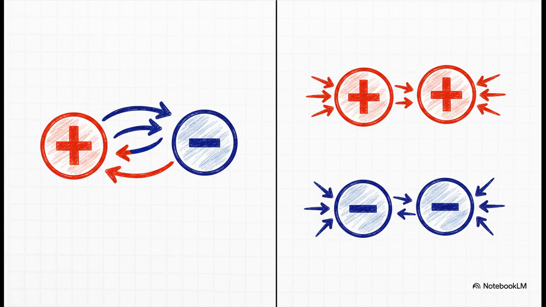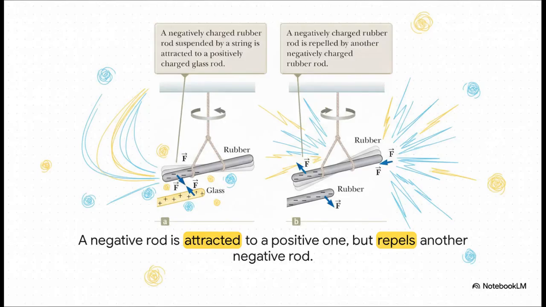Positive charges are always drawn to negative charges, but two positives, they'll push each other away. Same with two negatives, always. And this shows you exactly what I mean. See, on the left, that negative rod is being pulled right toward the positive one. That's attraction. But on the right, those two negative rods are actively pushing each other apart. That's repulsion. It's simple, but it is so, so powerful.